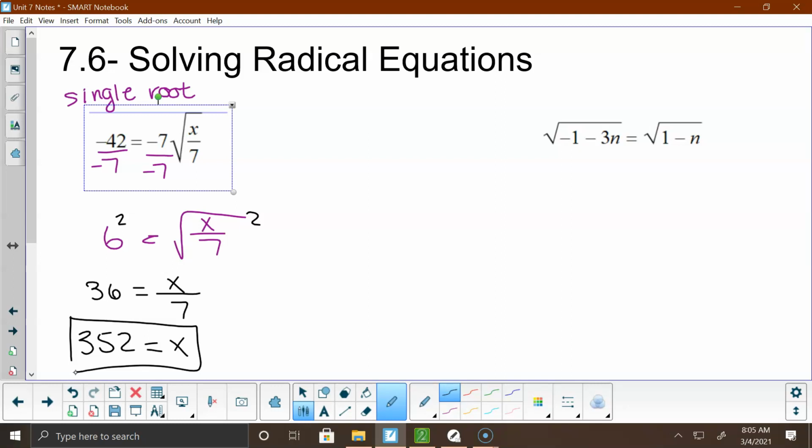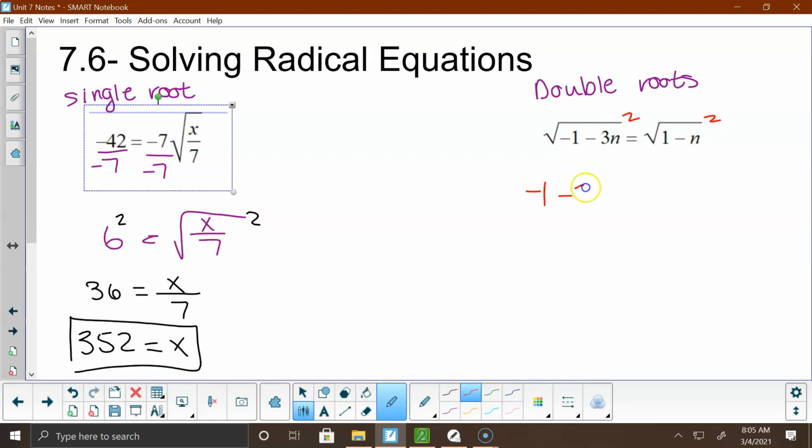You okay? Alright. The second example, any ideas what we're going to start with? Do I have square roots on their own on both sides? So I'm just going to start immediately with squaring them. So if I had to title this, it would be double root.